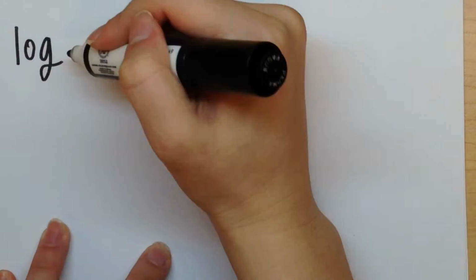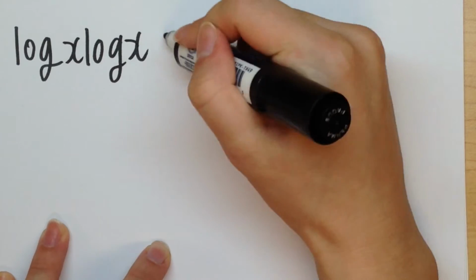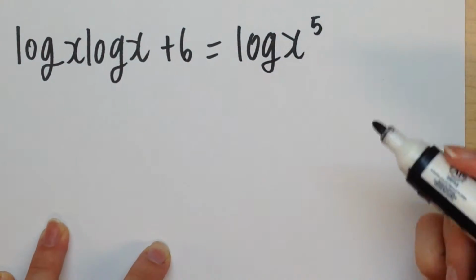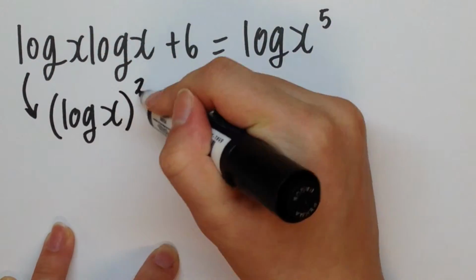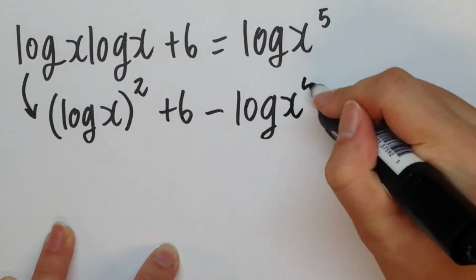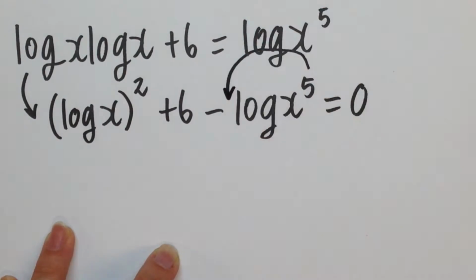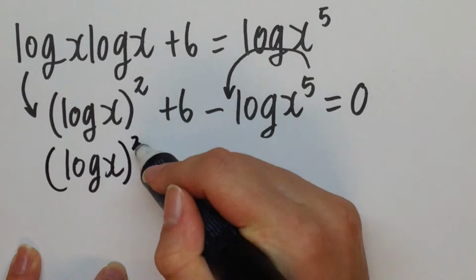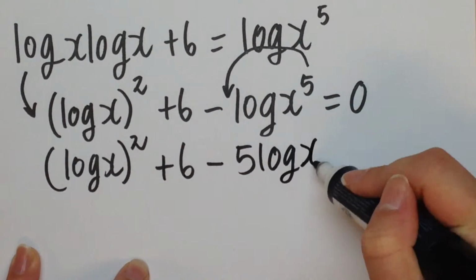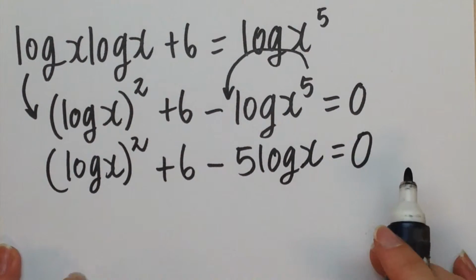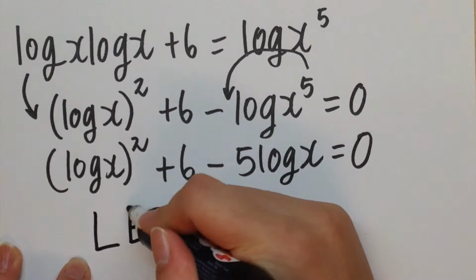Now I will show you how to solve something called a logarithmic quadratic equation. Log x times log x plus 6 equals the log of x to the 5. Log x times log x is the same as saying log x squared. Once you pull the 5 down from being an exponent, you can clearly see this equation start to look like a quadratic. The tricky part here is that you have a log x instead of a single variable x.